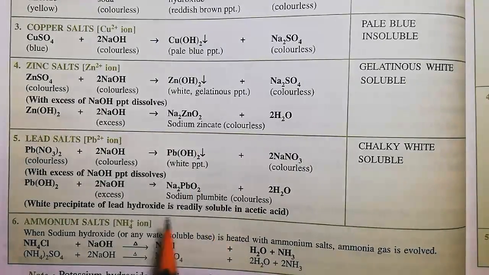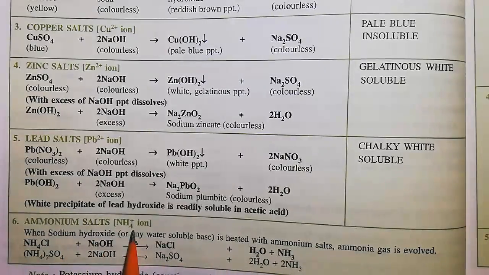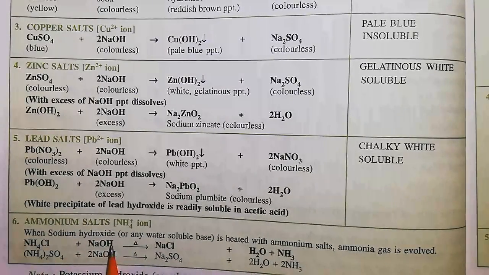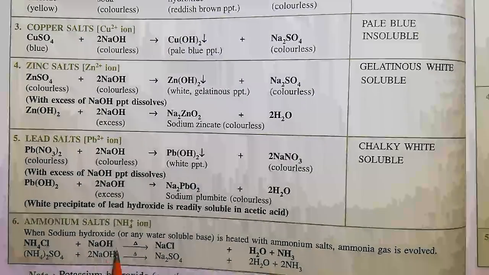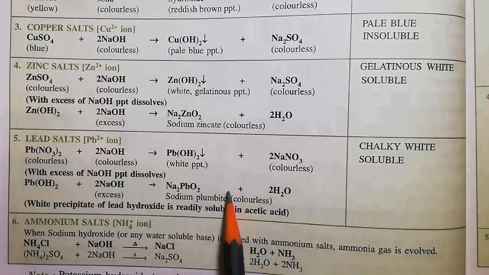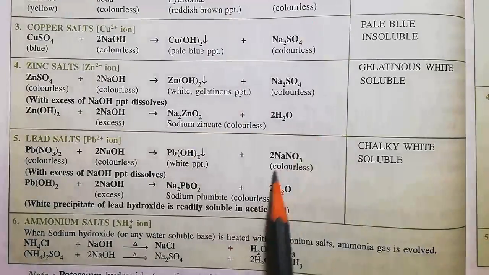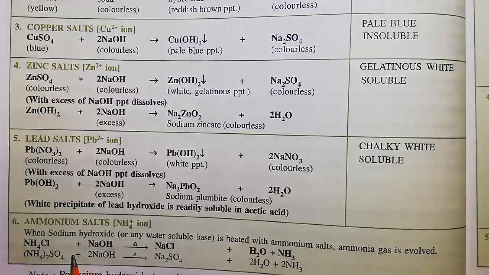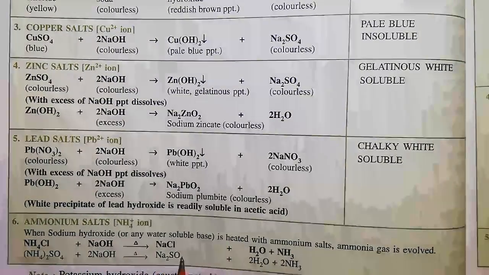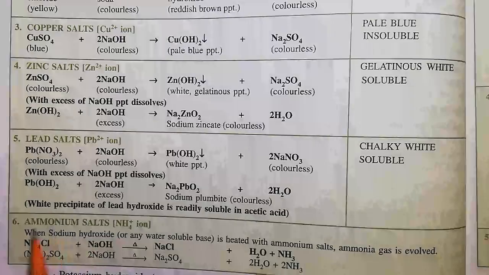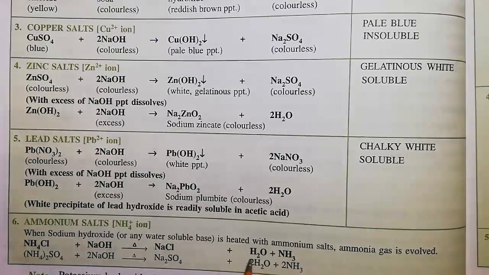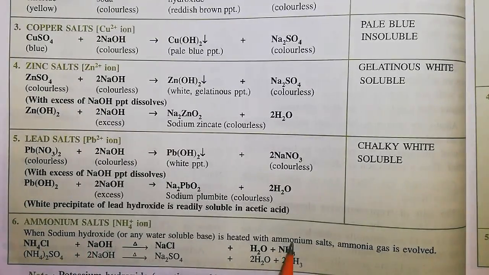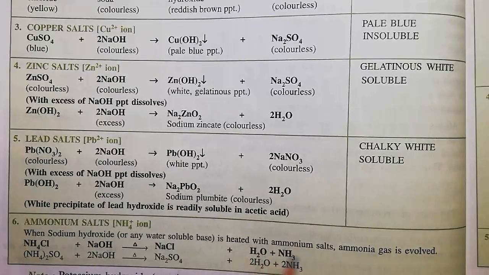Now look at this reaction, ammonium chloride reacting with NaOH. There is no precipitation like the reactions we did here, and a separate kind of reaction will follow. Any ammonium salt reacting with strong alkali, you are getting mainly ammonia gas.